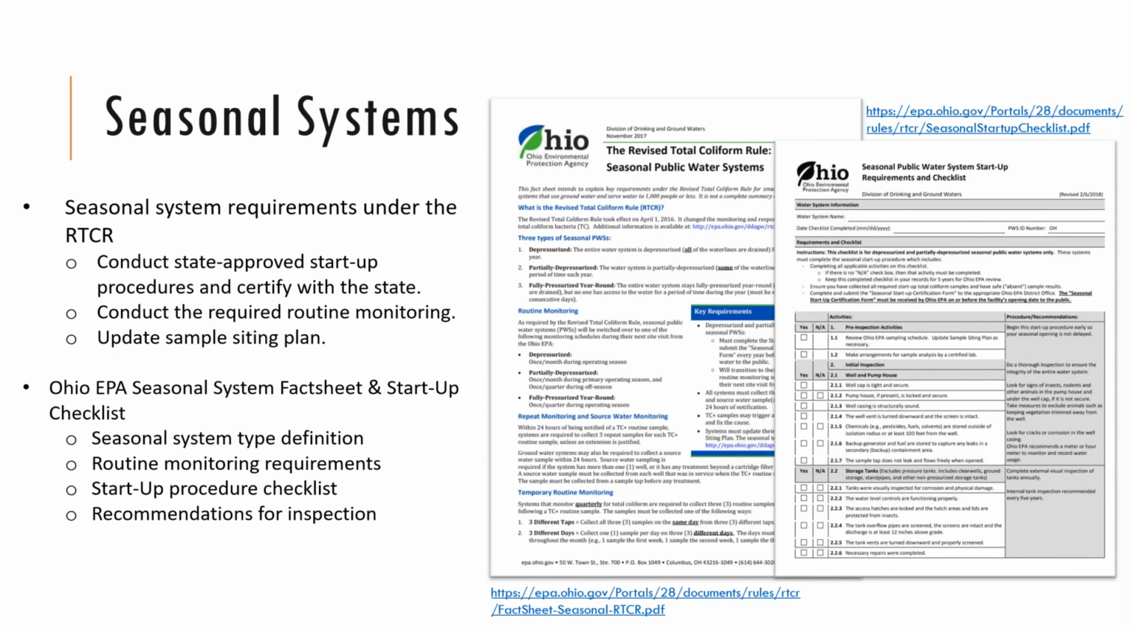The fact sheet also lists the monitoring requirements for each of those individual systems. Ohio EPA also has a checklist to help seasonal systems make sure that they fulfill seasonal startup requirements, as well as providing recommendations on what to inspect for.